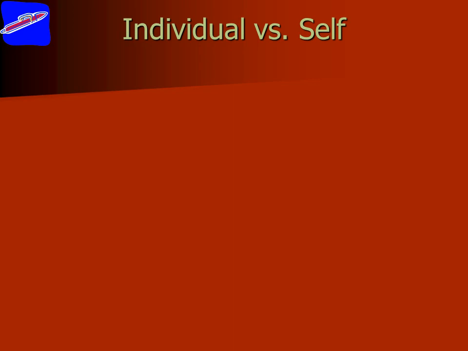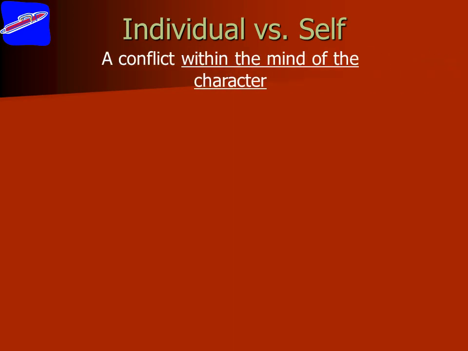Unlike external conflicts, which have many different types, there is only one way of describing an internal conflict, and that is the individual versus self. Individual versus self conflicts can be very difficult to show because they're happening inside of the mind of a character, but TV shows and movies often find creative ways to show us what's going on inside a character's head.